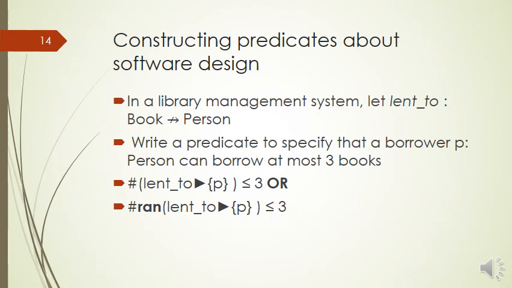Up till now we have learned about the function data type and how to declare function variables. Thereafter we discussed the operators for function type variables. Now by using operators and function variables we can specify predicates about software design, and there are a few examples of how we can specify properties or predicates about any kind of software system.